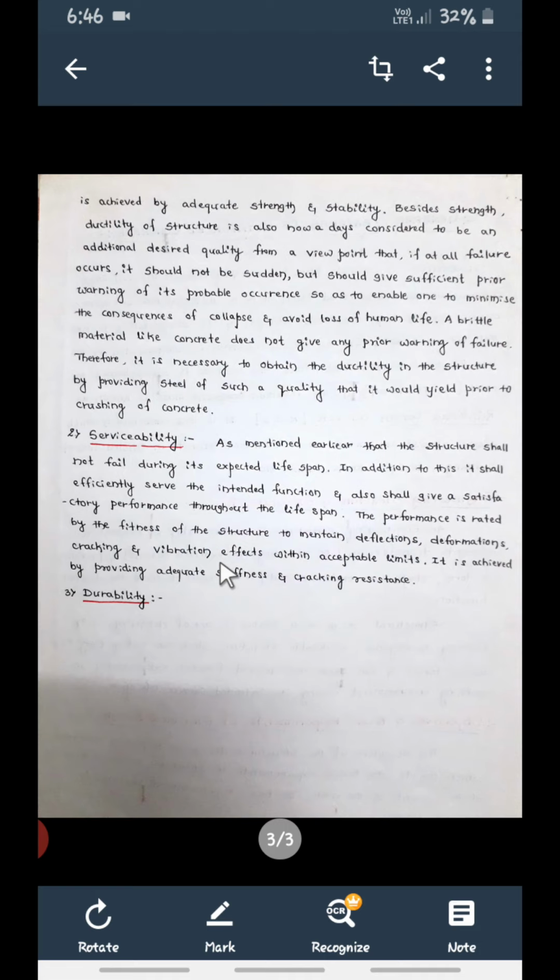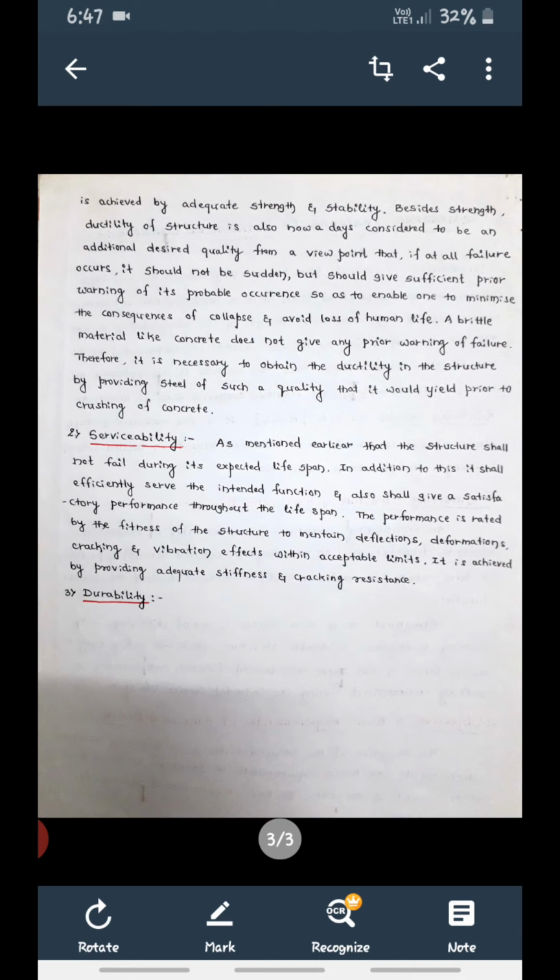Then similarly, the third one will be durability. Whenever you are going to design any element or any structure, it should be durable throughout its lifespan. 120 years, 150 years, this is called a lifespan. So throughout the lifespan it should be durable. So remember, three basic requirements will be there. One is safety of the structure, second one is serviceability of the structure, then third one is durability of the structure. By keeping these three basic requirements, your design should be carried out.